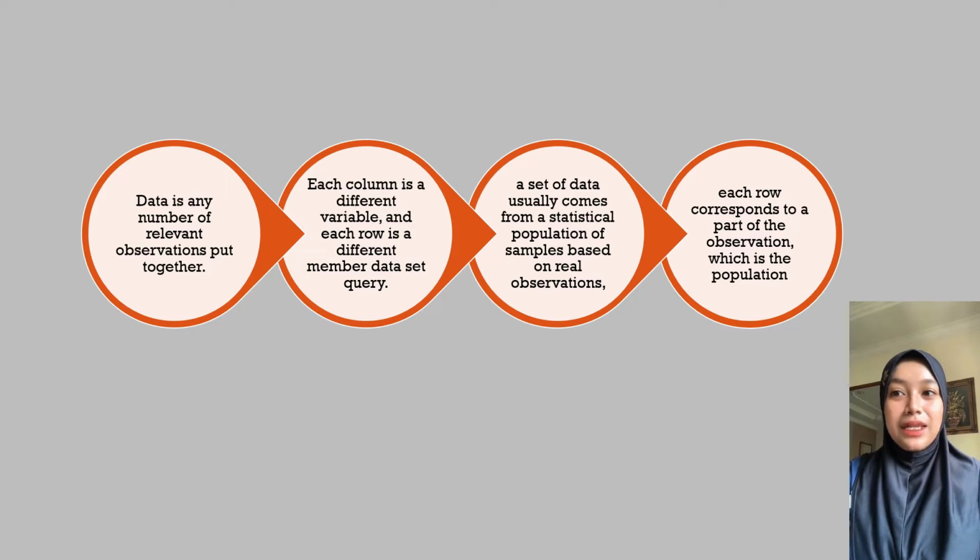Data is any number of relevant observations put together. Data interpretation means explaining what the data means. A data set is a group of information that is usually shown in a table. Each column is a different variable and each row is a different member of the dataset. In statistics, a set of data usually comes from a statistical population of samples based on real observations, and each row corresponds to a part of the observation, which is the population.